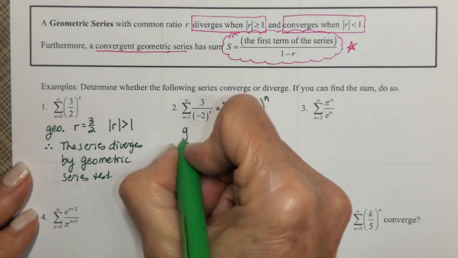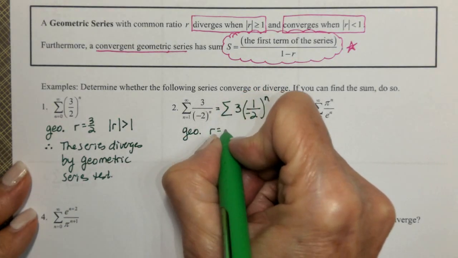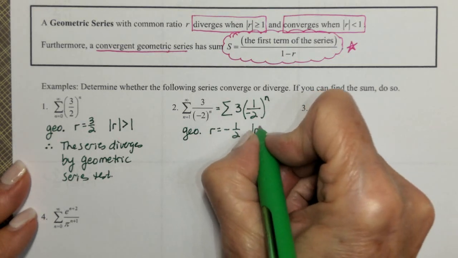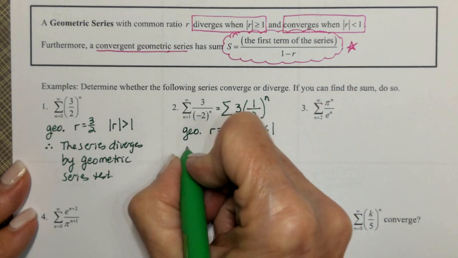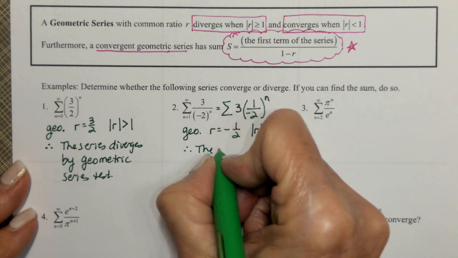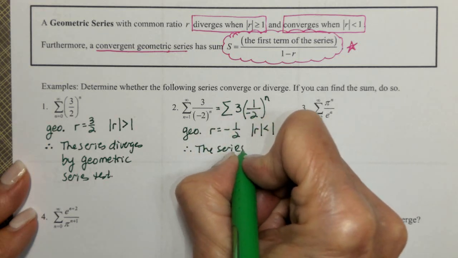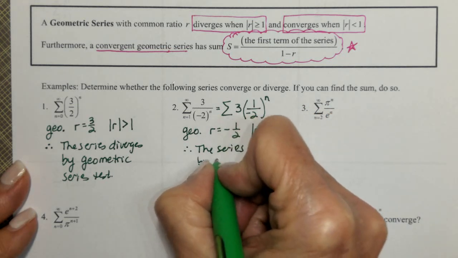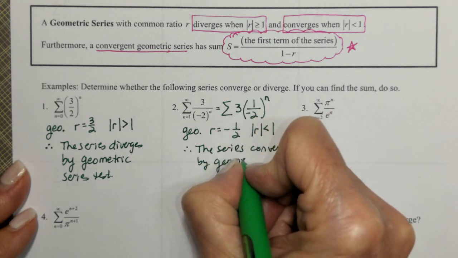This is geometric. R is equal to -1/2. The absolute value of r is less than 1, therefore the series converges by geometric series test.